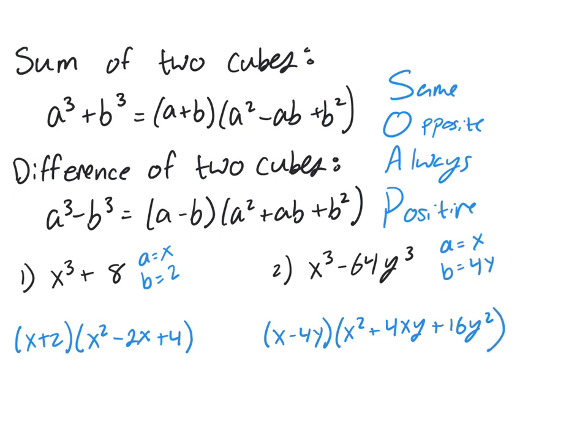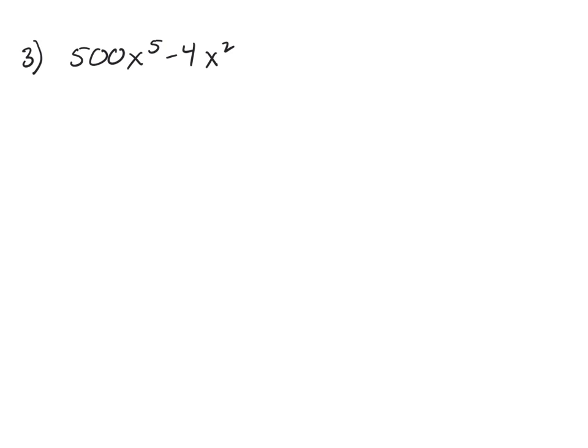All right, let's do a couple more. Take a look at these. It's always a good idea to still be on the lookout for your greatest common factor. In this case, we do have a greatest common factor of 4x squared. We want to factor that out before doing anything else, because currently I can't really do much else to it.